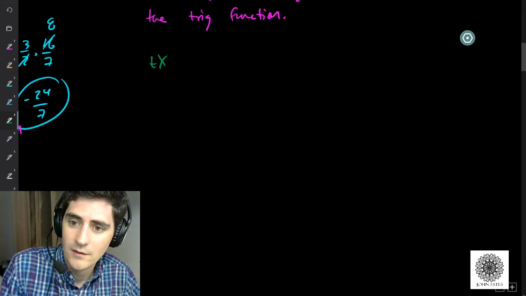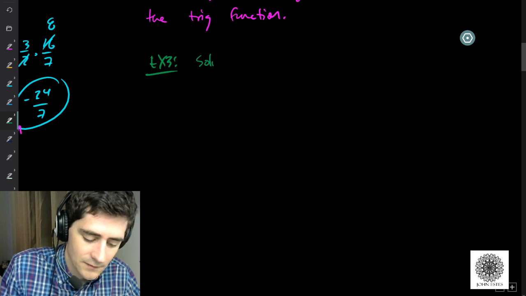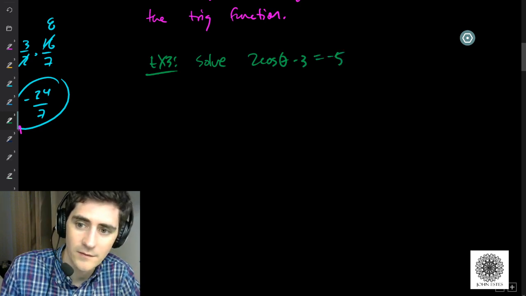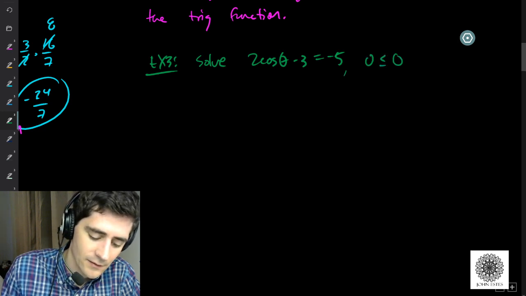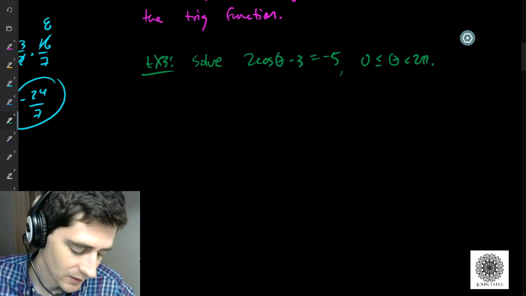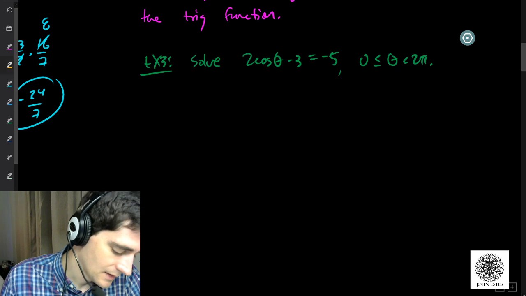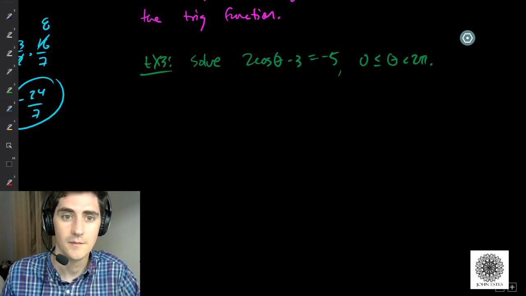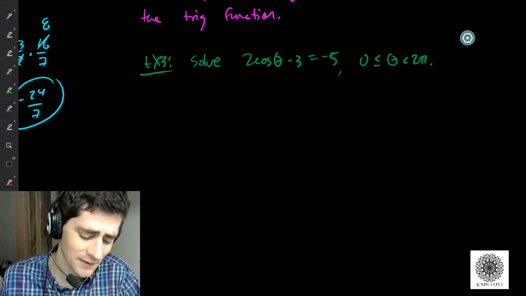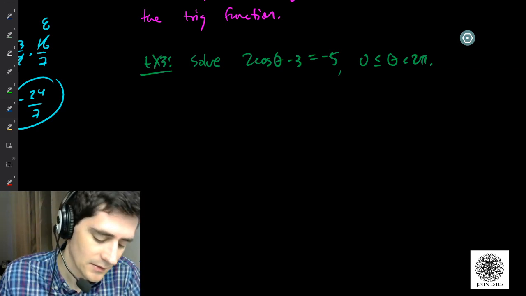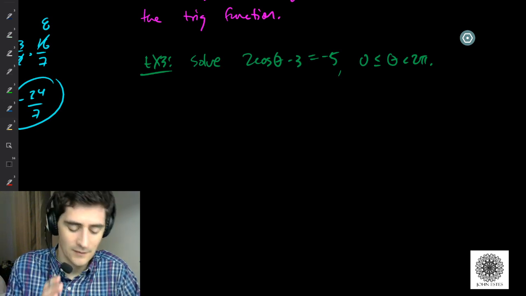So example 3, I want to solve 2 cosine theta minus 3 equals negative 5, and here I'm going to solve this over the range 0 to 2 pi. So I'm only going one revolution this time. Okay, now let me show you what I mean by our tip here. It may be confusing that we have 2 cosine theta minus 3 equals negative 5. I don't really know much about cosine in this interval. Now this is just a linear equation in terms of trig.